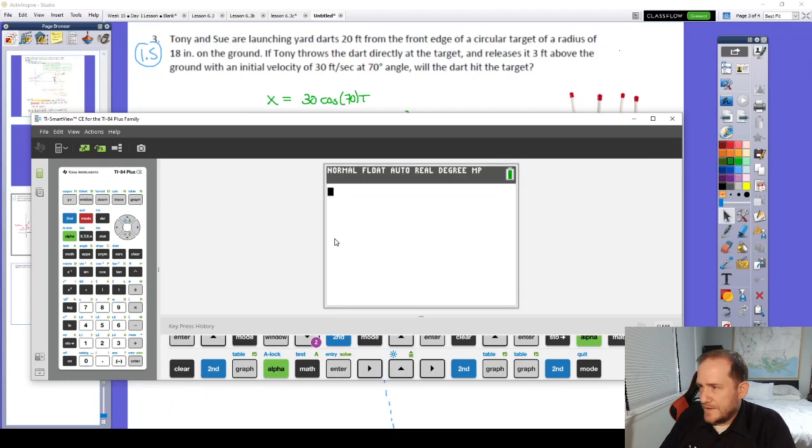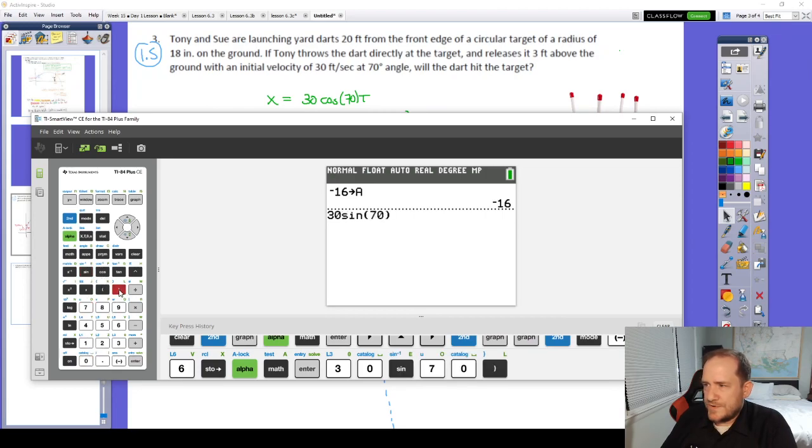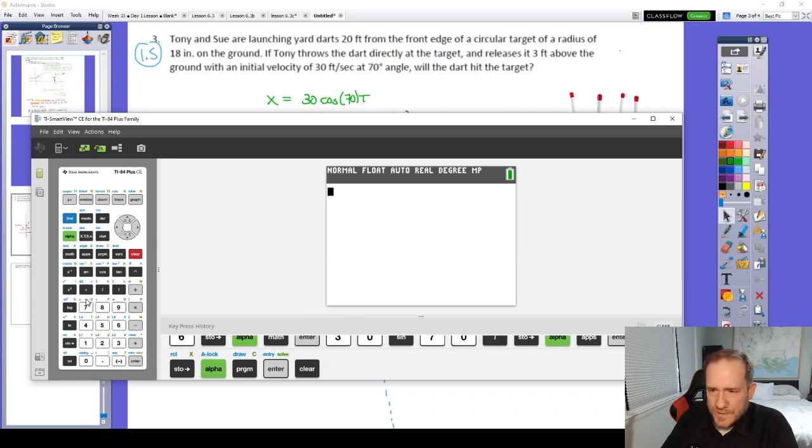So bring up your calculator. Enter negative 16 and let that be a. 30 sine 70 is the coefficient of t, so store that as b. And the initial height of 3 is our constant, that's c. So now that those three values are there, I literally just do the quadratic formula using the a, the b, and the c. So you go negative b. Now we already saw that in the plus or minus, the plus is what actually gives you a negative answer, which you don't want. So let's just do minus right away.